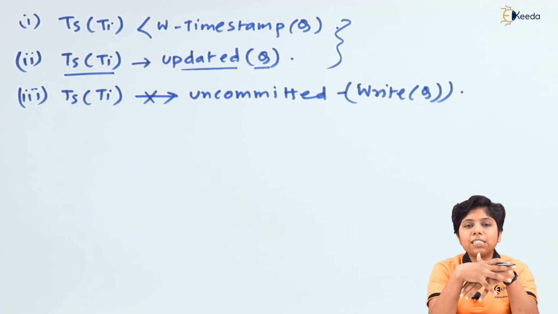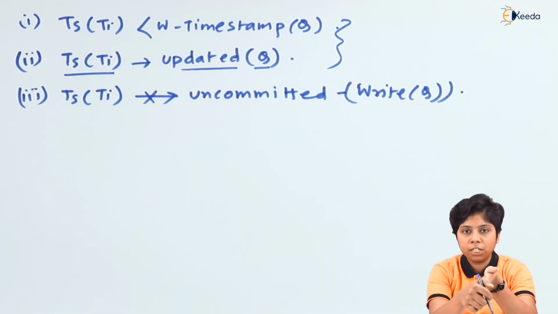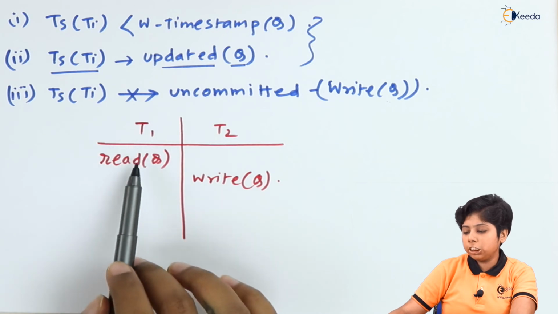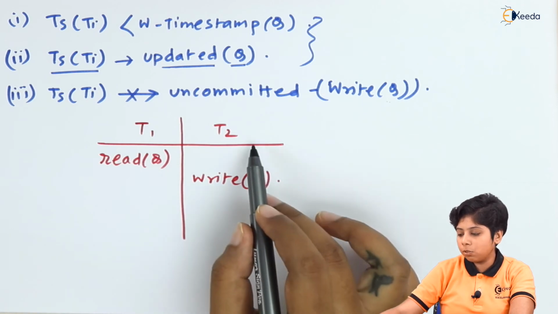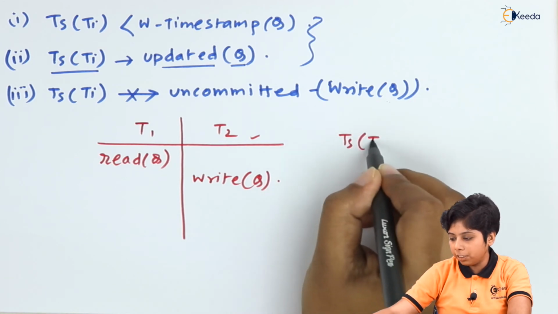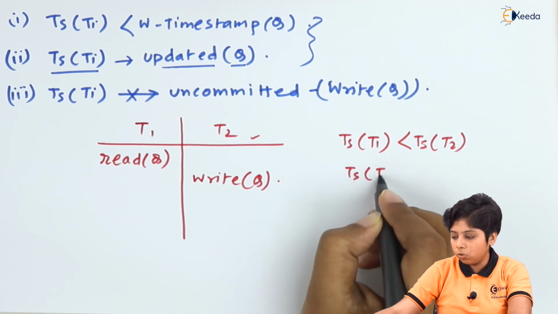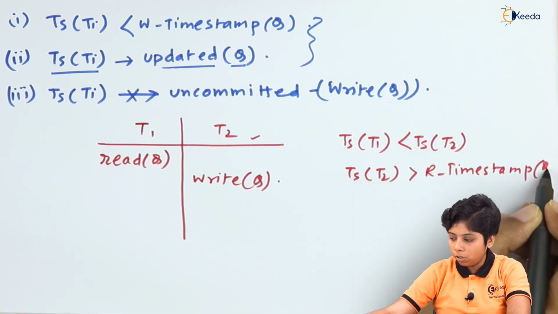Now we can see that some of these conditions do not prevent us from producing serial and conflict serializable schedules for these transactions. What happens then? For that we will exemplify another case. Suppose we have transaction T1 read Q, and T2 write Q. We can guarantee the write Q on transaction T2, because TS(T1) is less than TS(T2), and also TS(T2) on this write Q is greater than the timestamp on Q.